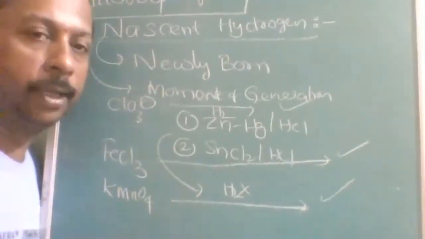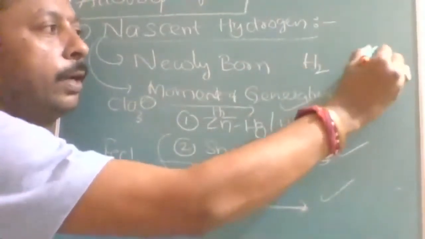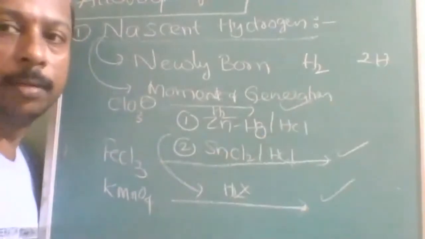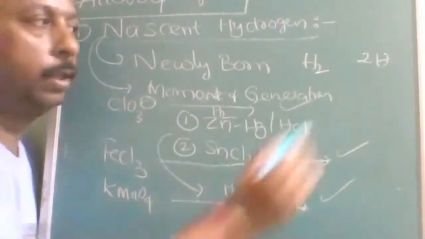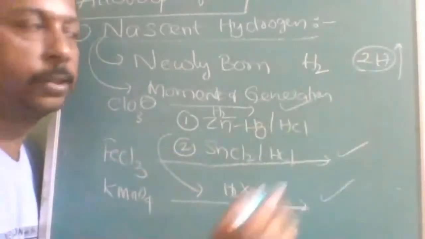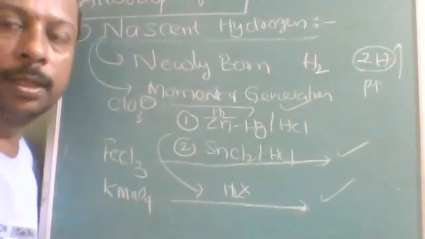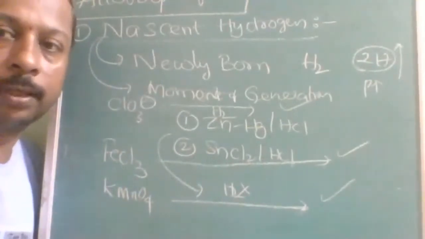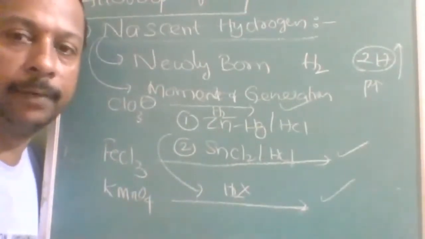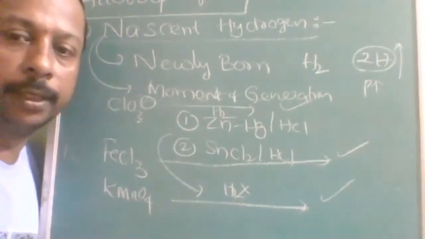Now we will explain why it is highly reactive. See, if I write H2 and if I write 2H, the number of moles are more here. If the number of moles are more, then pressure will be very high. Due to high pressure, the reactivity will be less. That is in terms of the pressure I have explained. And in terms of the energy also we can explain.